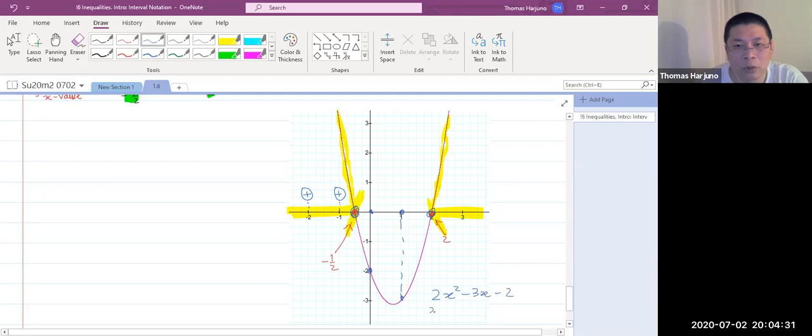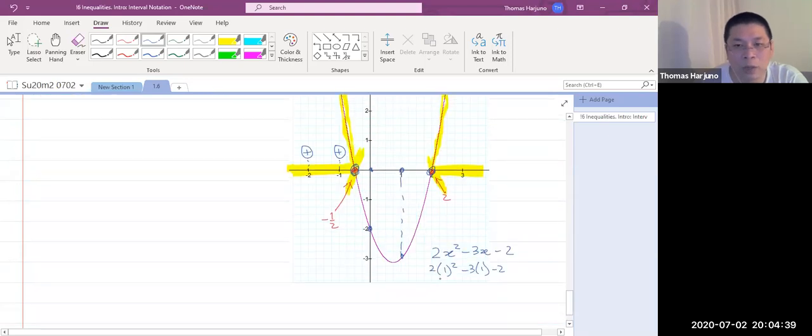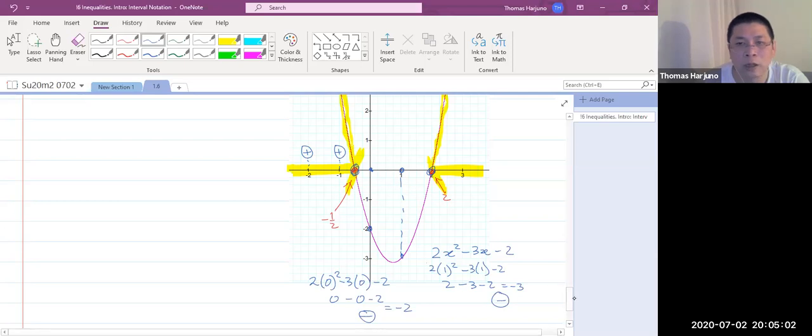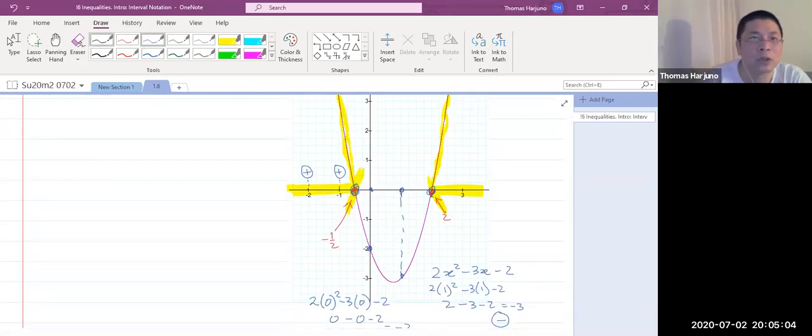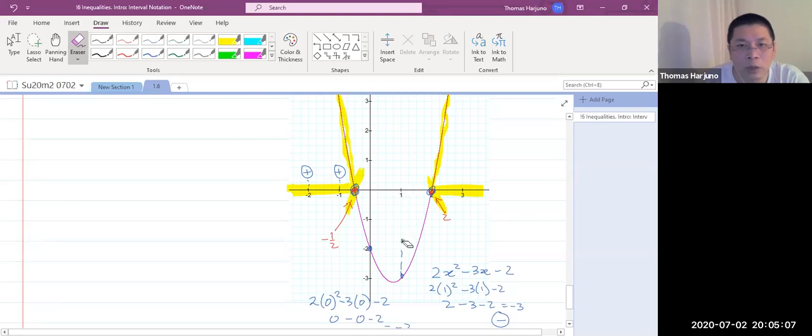When you plug in x equals 1, you'll get negative also, the same sign as when you plug in 0. So that's negative, right? I'm not saying both are negative 3. No, I'm saying it's the same sign, both negative. When you plug in 0, you will also get negative. Why do they have the same sign? Well, because there's no critical number in between.